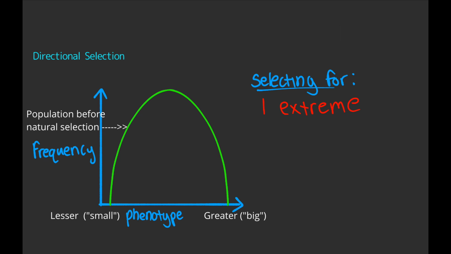So in an example, if the environment's going to favor the tall organisms, our graph is going to look like this. See how the graph is leaning towards this direction, which means that the organisms are going to be taller. So that's one possible graph for directional selection. And the other possible graph for directional selection is this purple graph, which is going in the other direction. And we can see that the environment's going to be favoring the shorter organisms.